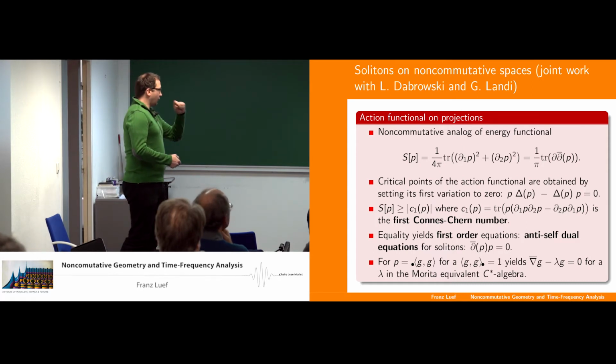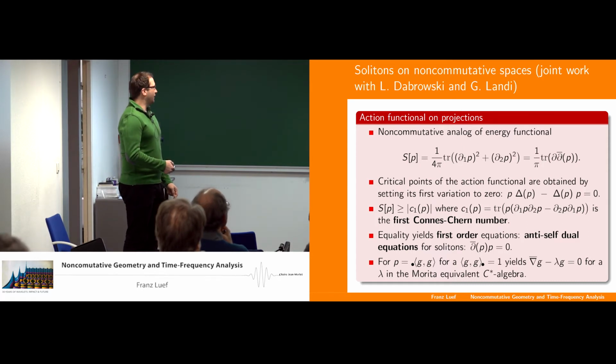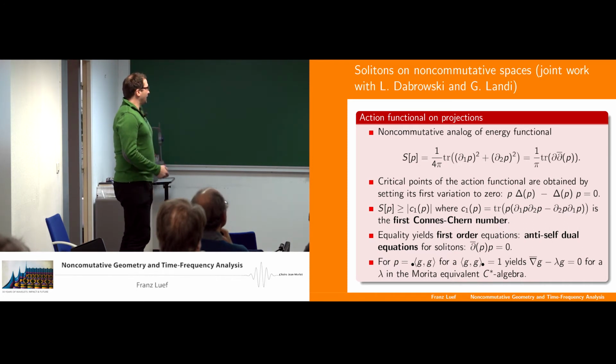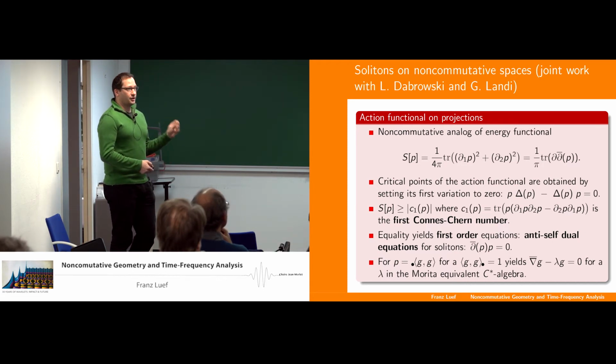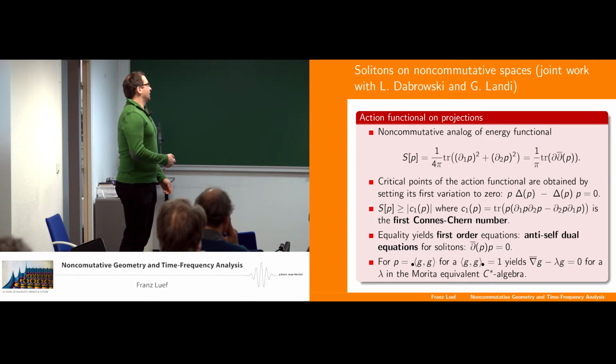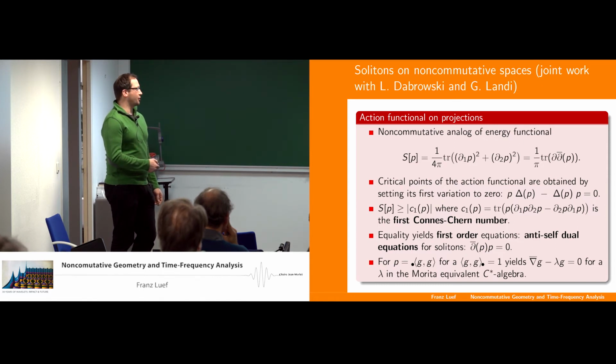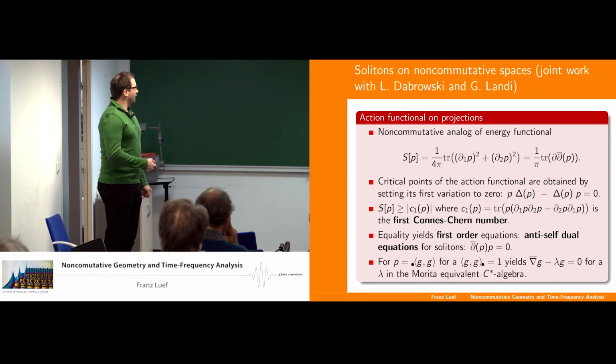And so now we have all those projections, and I want to briefly talk about some joint work with Dabrowski and Landi, where they actually found a way to classify those projections. They said, let's do a Dirichlet-type energy on the space of projections. Here you take the trace for the C-star algebras, and they wrote down this energy functional. Then they did a first variation and came up with some Euler-Lagrange equations.